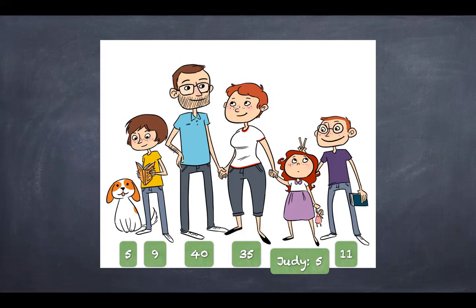Judy 的哥哥11岁。Judy 的爸爸几岁？Judy 的爸爸40岁。Judy 的妈妈呢？她35岁。Judy 的小狗几岁？小狗5岁。Okay.